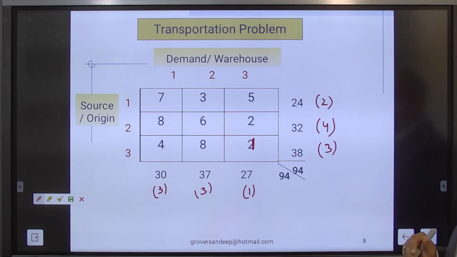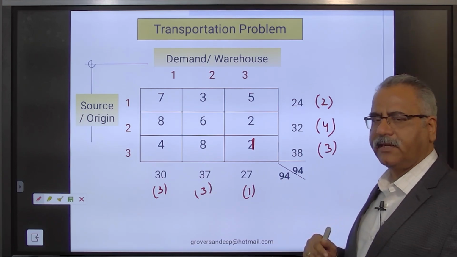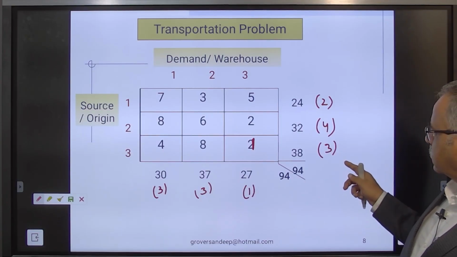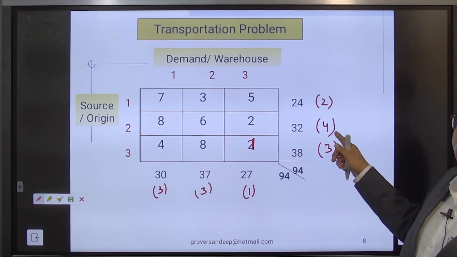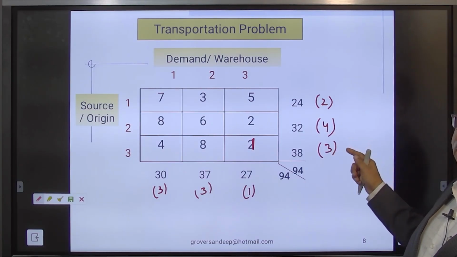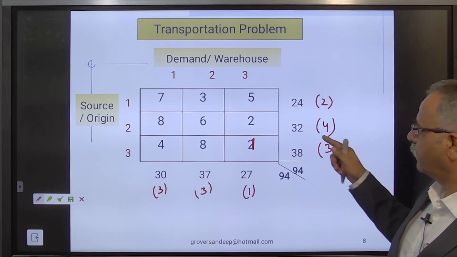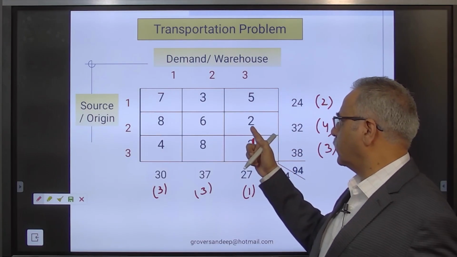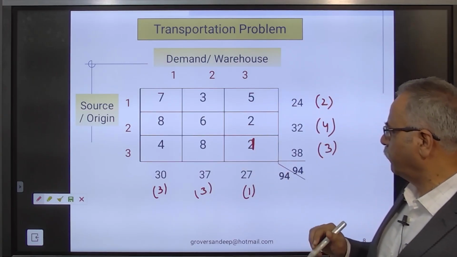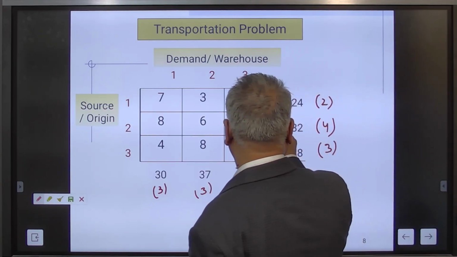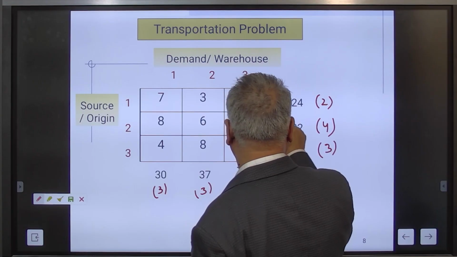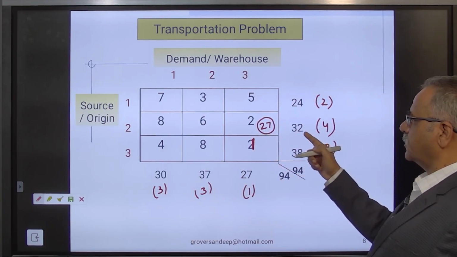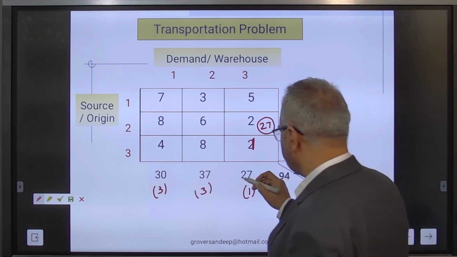So, our rule was maximum penalty, minimum cost. So, let us see, out of these 6 penalties, the maximum penalty is 4, and the minimum cost in this particular row is 2. So, now we need to target this one. So, I have to make the maximum allocation here, which is 27, because the capacity of warehouse number 3 is 27 and the capacity of this origin is 32. So, I can allocate 27 units.